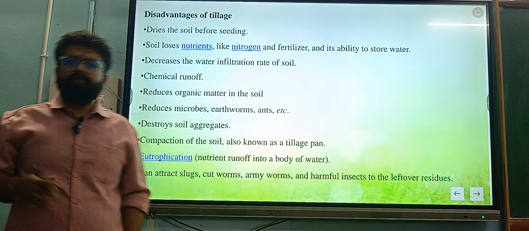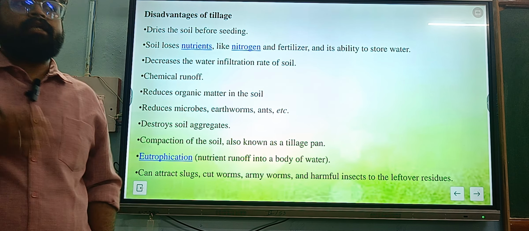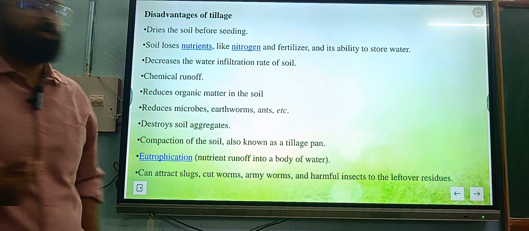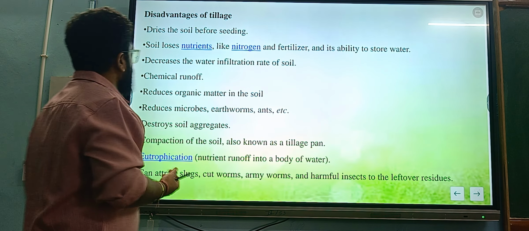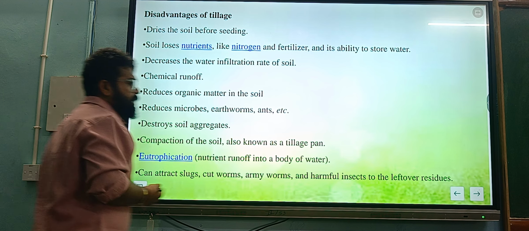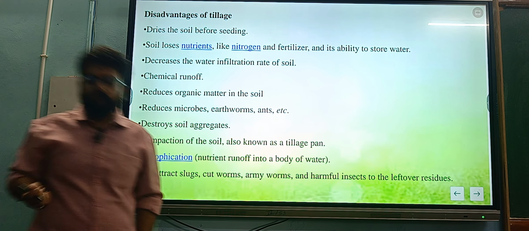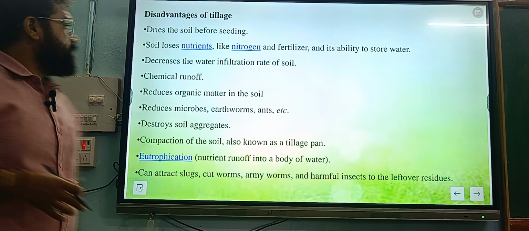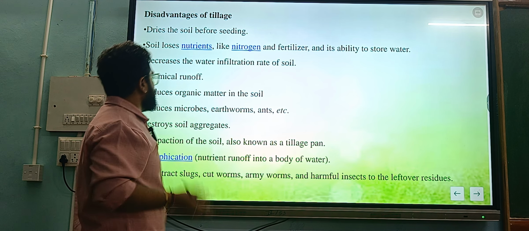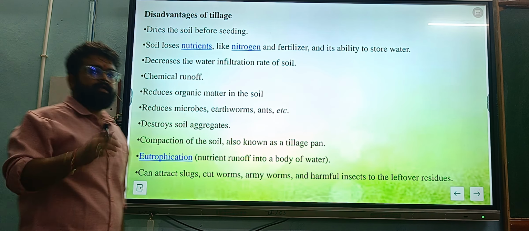Under dryland agriculture, if you go for the tillage, generally it results in exposure of soil to the harsh sunlight, where evaporation of the moisture from the soil takes place. Then loss of nutrients like nitrogen and fertilizer. Mainly the volatilization of fertilizer loss is under the operation of tillage. Then decrease in water infiltration rate, chemical runoff, then it reduces the organic matter content in the soil.